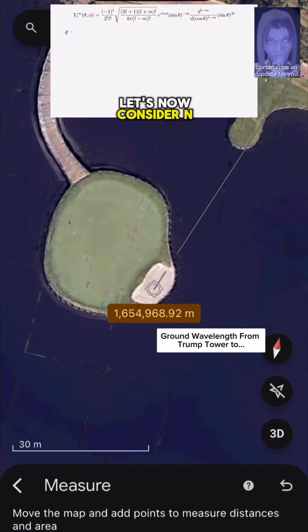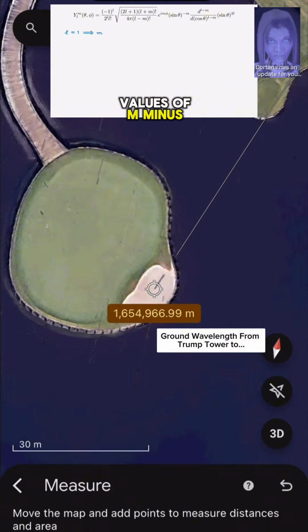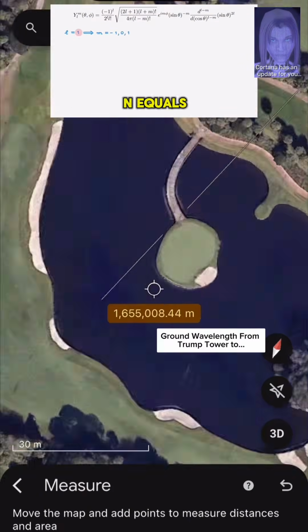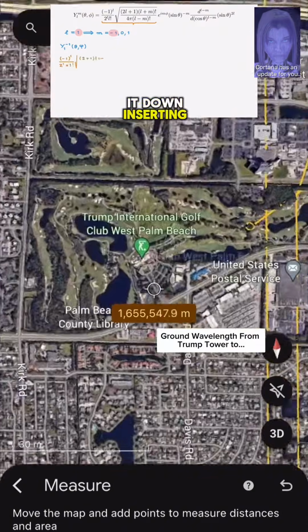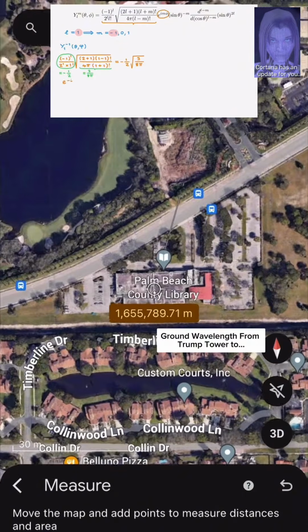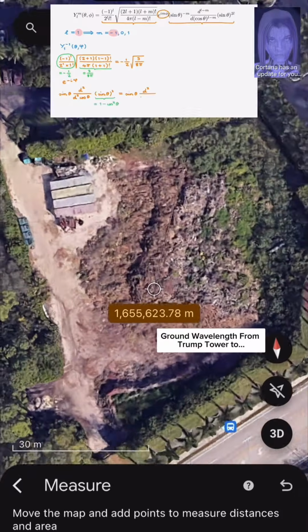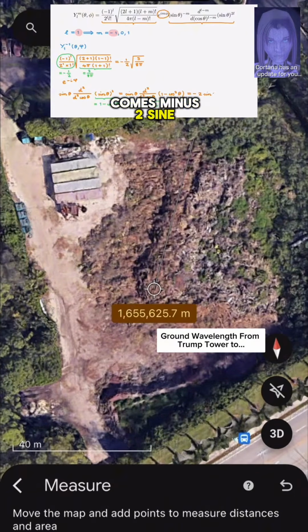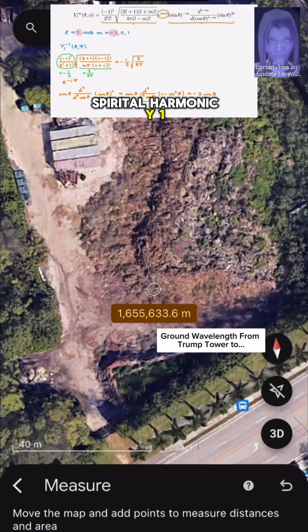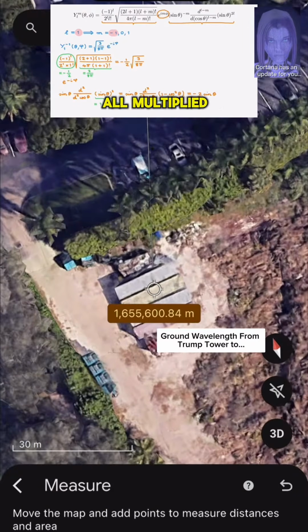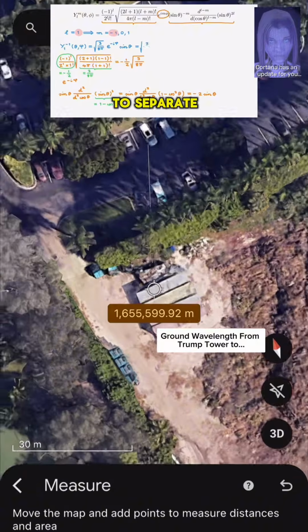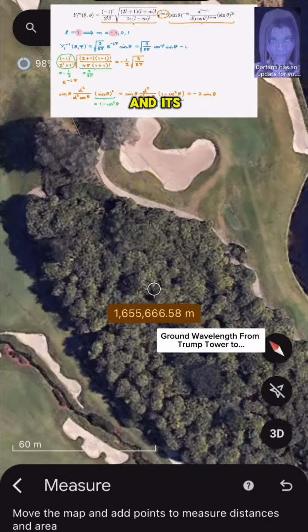Let's now consider l equals 1. There are three possible values of m, -1, 0, and 1. So let's start with l equals 1 and m equals -1. Start with a prefactor here. We can write it down inserting... comes -2 sin θ. The spherical harmonic Y_1^1 is given by this prefactor, this phase factor, and all multiplied by sin θ. We'll also separate this expression into its real part and its imaginary part.